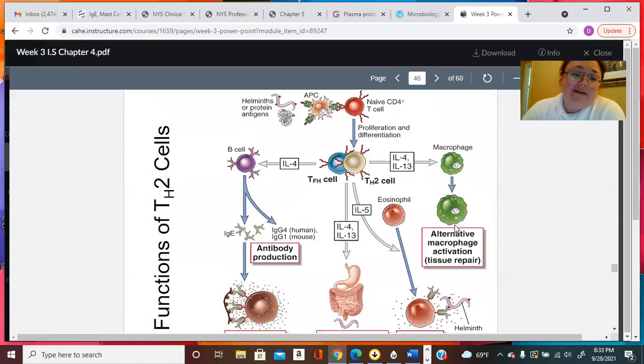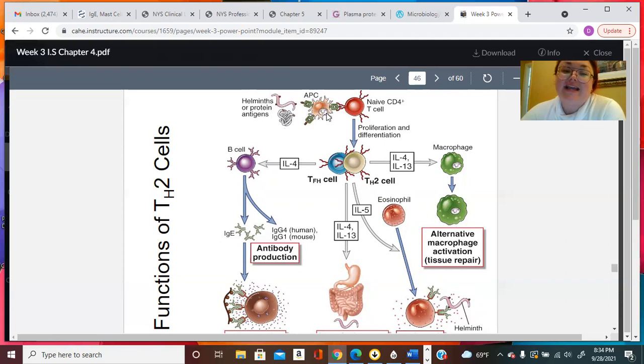Same thing here, you have helper T cells, but this is going to be helper T2 cells. And remember, keep in mind that these types of cells are going to be dealing mostly with extracellular pathogens. So that's going to include mainly parasites, because those are the ones that tend to be extracellular. So we have a helminth over here, right? So outside of the actual cell, it's not invading a cell, but it's still capable of being phagocytosed by this APC, this antigen presenting cell.